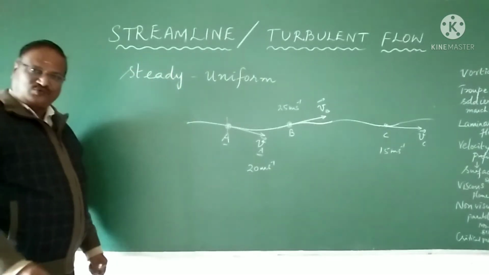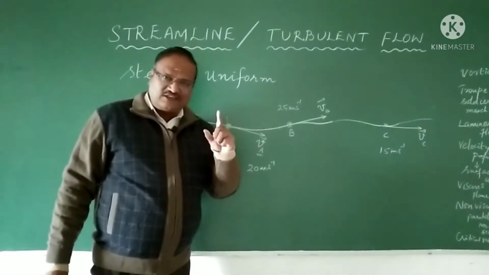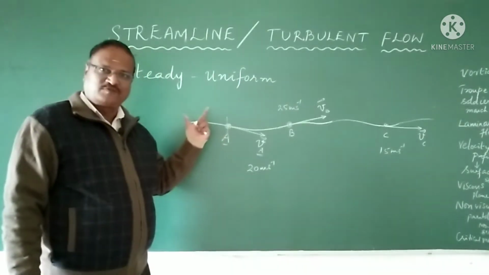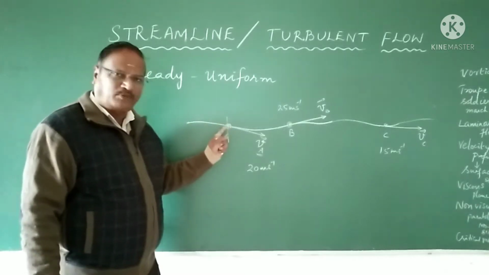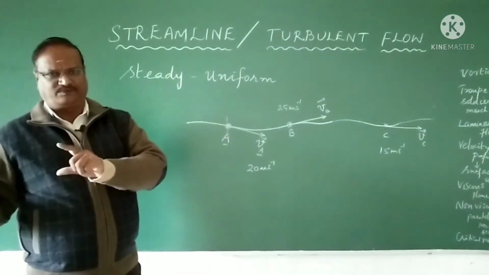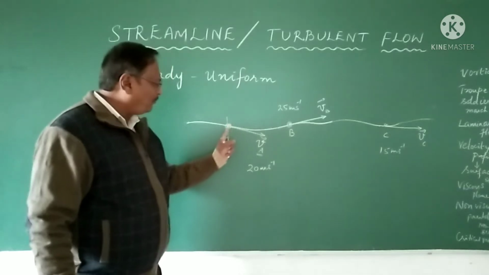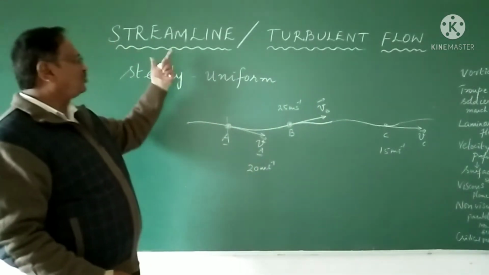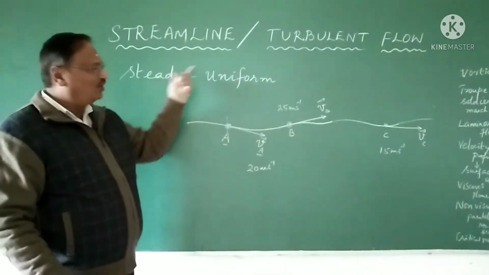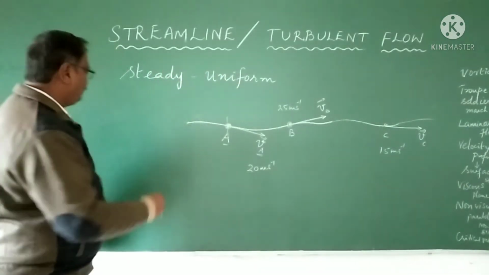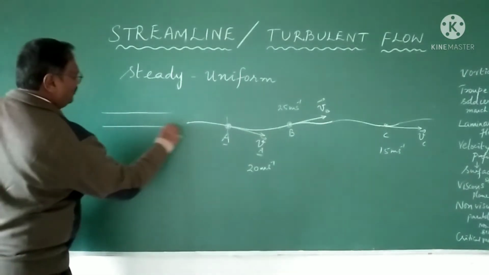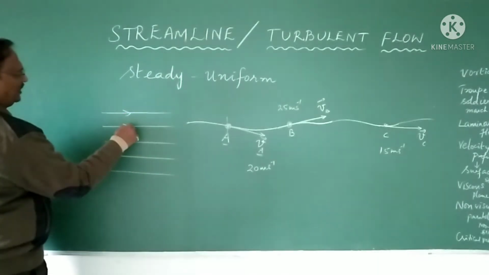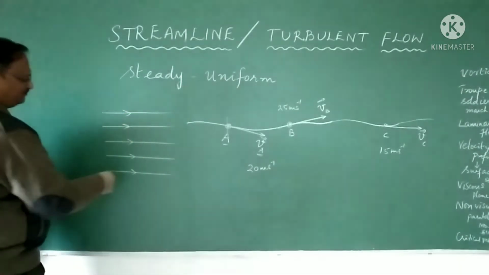So what is the condition? At a particular point the velocity should be constant, and all the particles coming to that point should possess the same velocity, while different points can have different velocities. That is called streamline flow, steady flow or uniform flow. Usually we draw it just like this, all parallel to each other. This kind of motion you refer to as uniform motion.